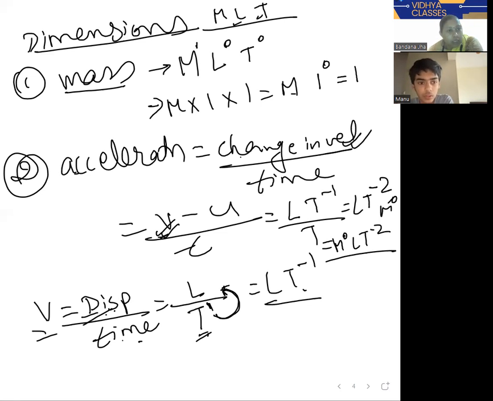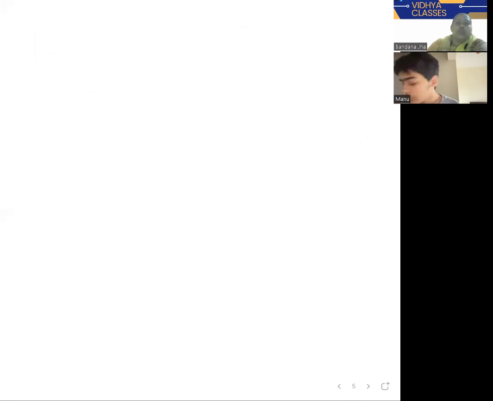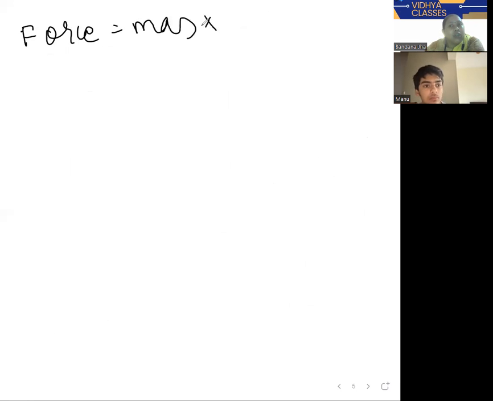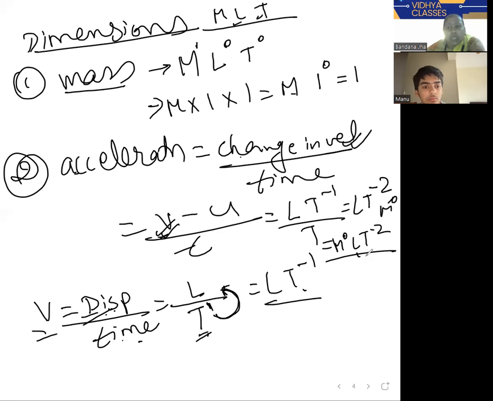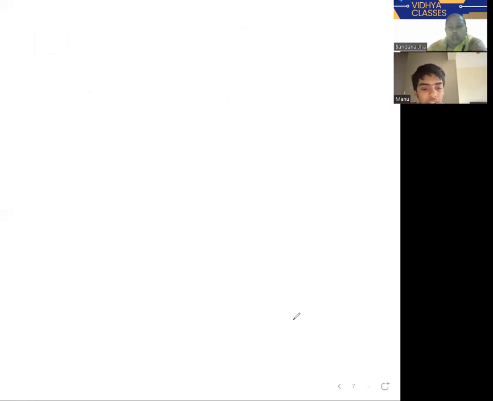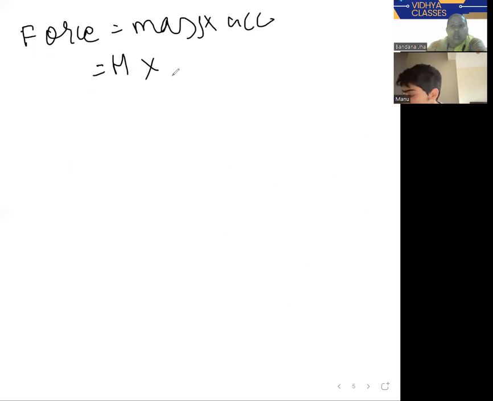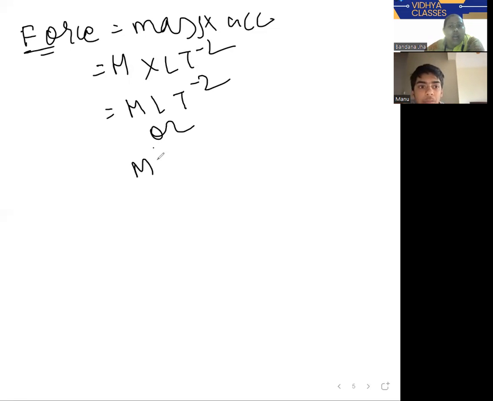If I ask you to find out the dimension for force: force is equal to mass into acceleration. Mass dimension is M. Acceleration is L T minus 2. So the dimension for force is M L T minus 2. Or you can also write it as M to the power 1, L to the power 1, T to the power minus 2.